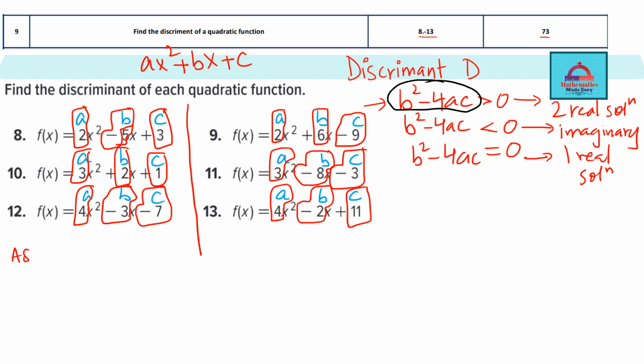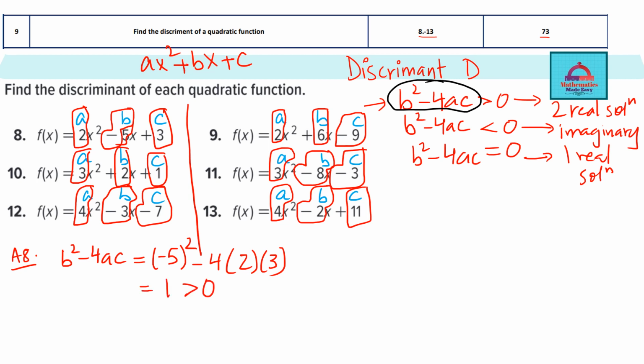Now we are ready to solve for the discriminant. For the first question, the discriminant, as I told you, is given by the formula b square minus 4ac. So we put the value of b, which is minus 5, whole square, minus 4 multiplied by a and c. Simplify this and the number comes out to be 1, which is positive. So therefore this question will have two real roots.